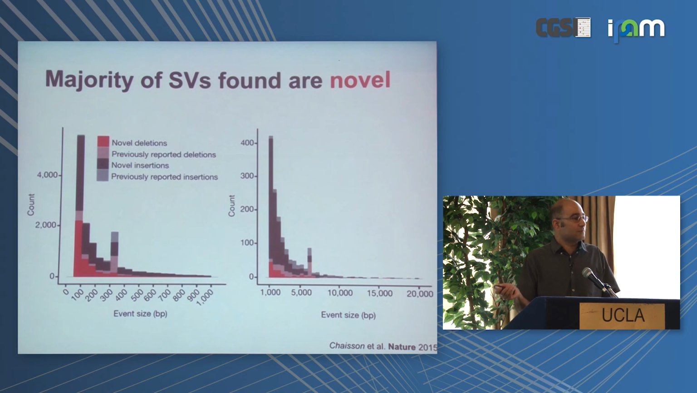Any questions about this? Because this is quite shocking for a person who works on structural variation, that after 5-6 years we are still missing so many structural variations.